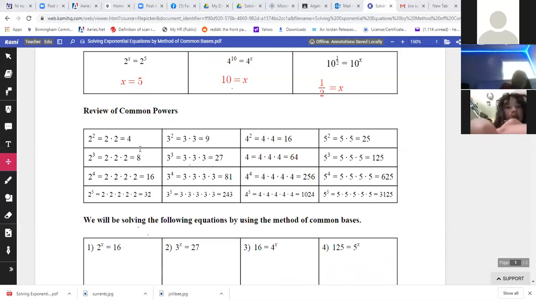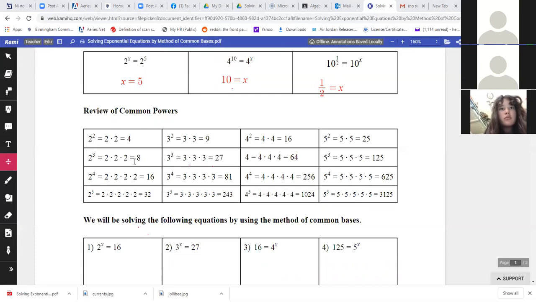Okay, sorry about that. So last week you also had a table of common powers here, and so this is just listed for you. Here are the powers of 2. 2 squared is 4. 2 to the third is 2 times 2 times 2, that's 8. 2 to the fourth is 16. 2 to the fifth is 32, right? Here, 3 squared is 9. 3 to the third is 27, and so on. And then here are the powers of 4, and here are the powers of 5.